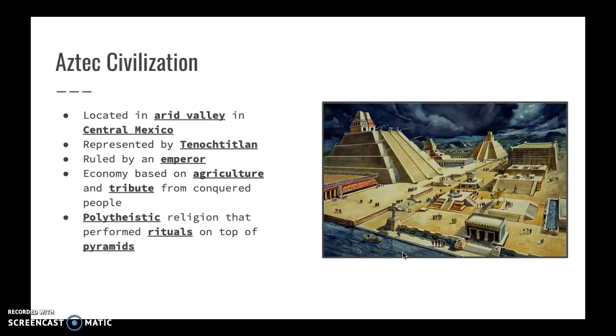The Aztecs, as you can see in the picture, also built pyramids. They were very similar in that respect. It is located in the arid valley in central Mexico. They're not going to have a lot of opportunity for agriculture because the soil is not going to be quite fertile enough. So they created these man-made water-floating islands called chinampas that they used. They also did quite a bit of trade to get the goods and materials that they needed from other parts of the empire. They were ruled by an emperor. And they were also polytheistic and, just like the Mayans, performed rituals on the top of pyramids.